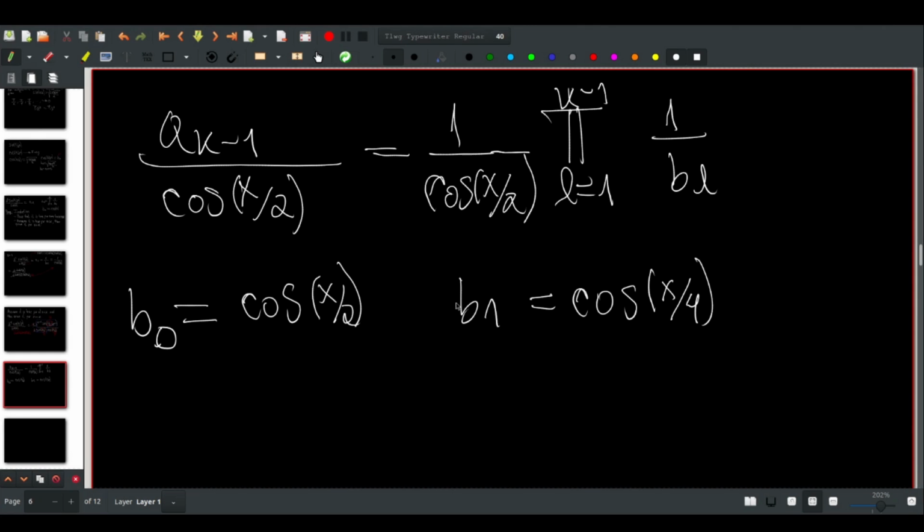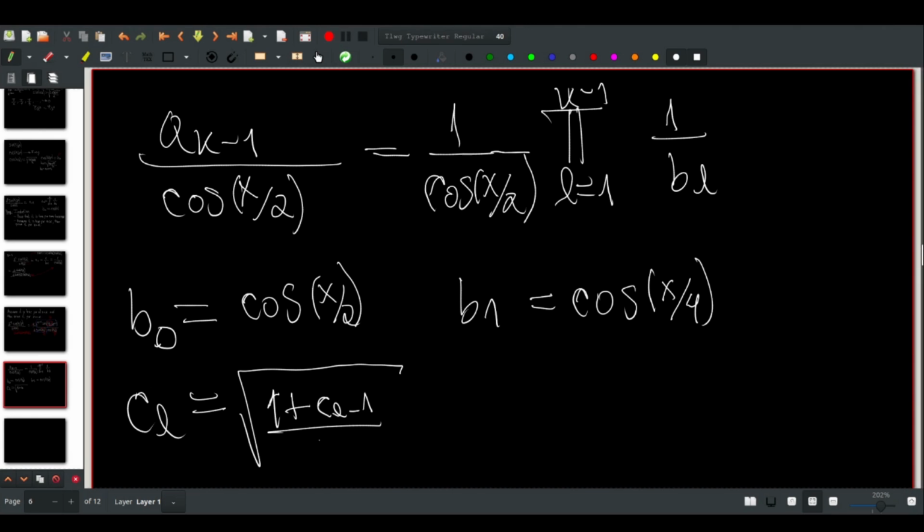So what we could do is the following. We could shift the indices in the B's. I'm going to define C_L's, and what the C_L's are essentially is the following. C_L is going to be defined exactly the same as the B_L's, as 1 plus C_{L-1} divided by 2. But my B here, remember the B's are defined in the same way, but B_0 is cosine of x half.